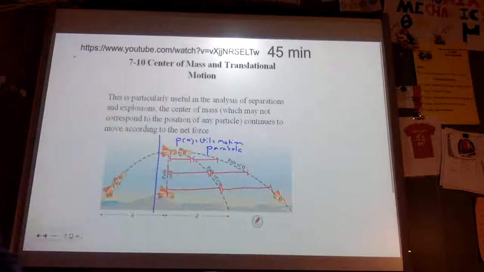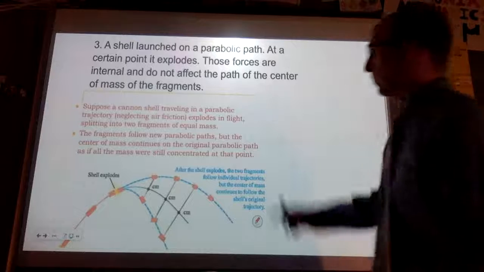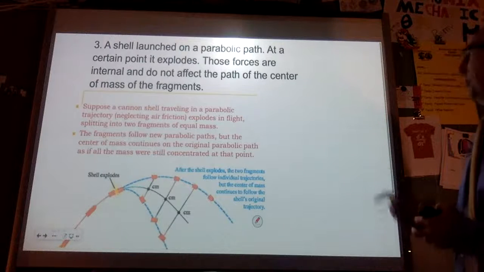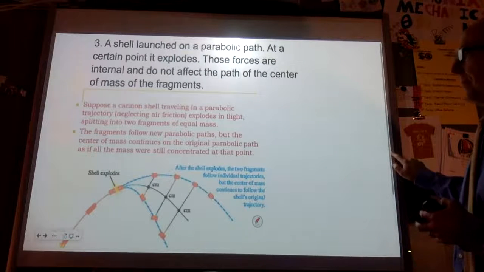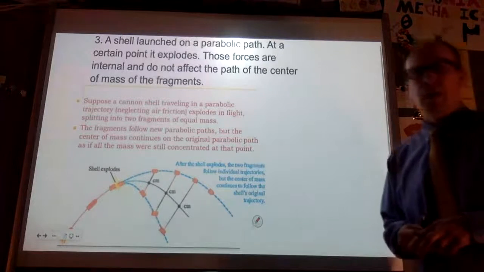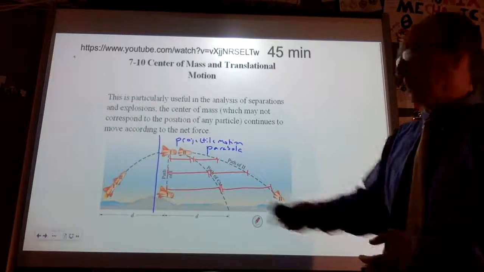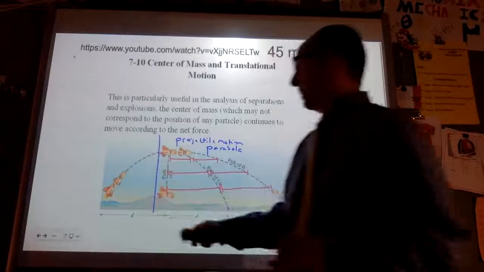That these two masses are staying equidistant from each other. So it looks like these are two masses in your book's example. Here's another one. We have a shell launched on a parabolic path. This one's better than your book's because a rocket would not be a projectile while it was firing in the first one, right? It's firing here, so it is not a projectile until it stops firing.